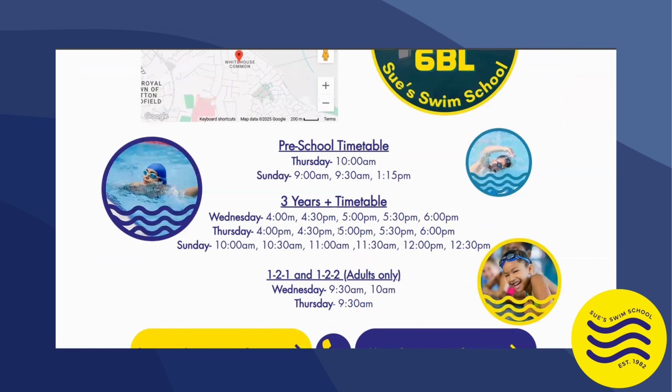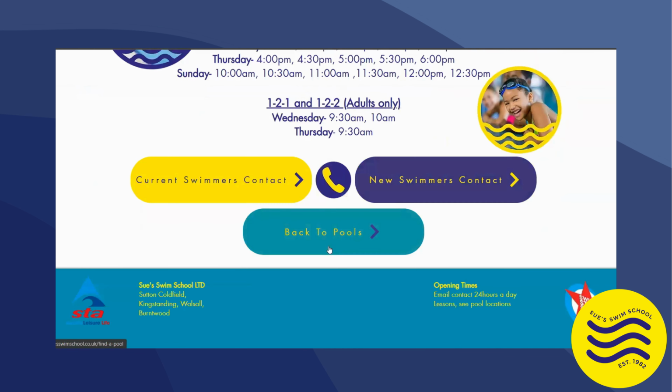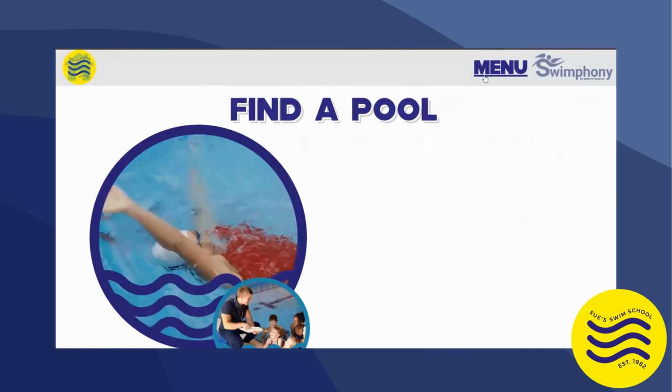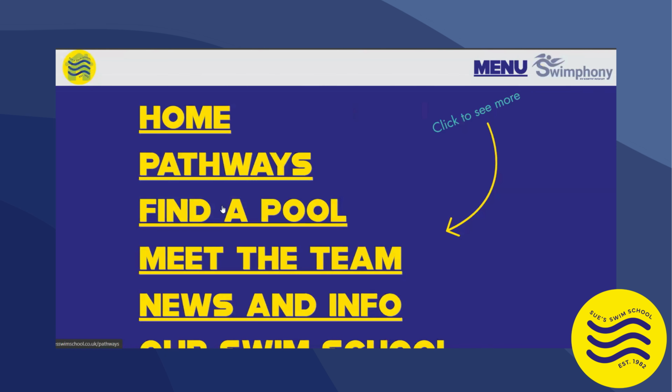All the timetables there. We have our preschool, so that's our under 3s, 3+, 1-to-1s, 1-to-2s, so on and so forth. And then all of those quick links are there as well. So that is the Find a Pool tab.